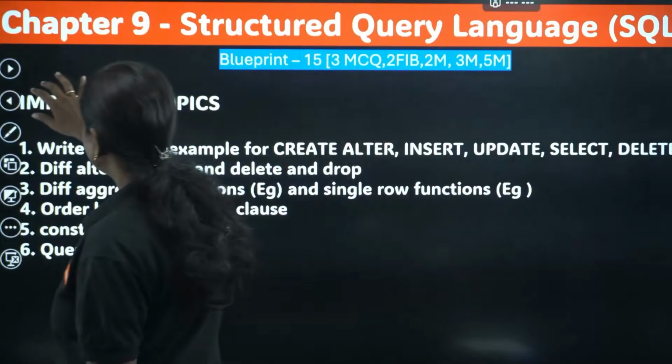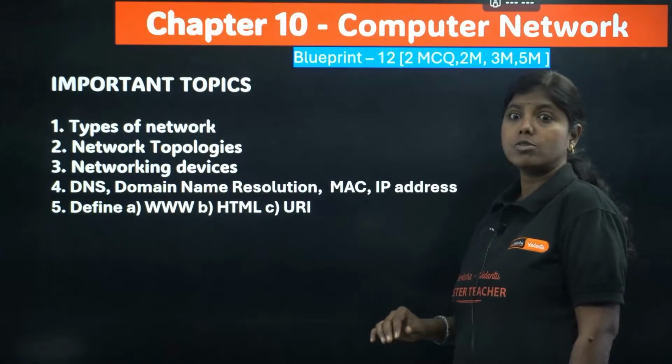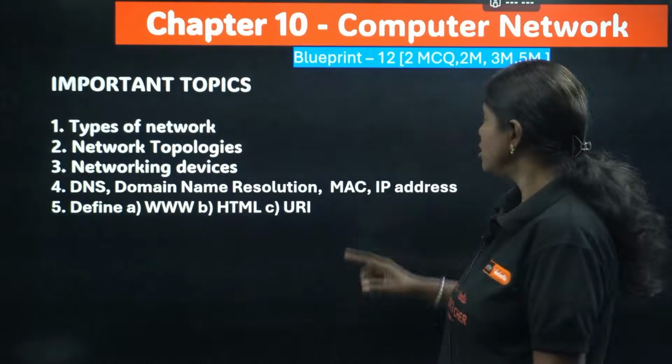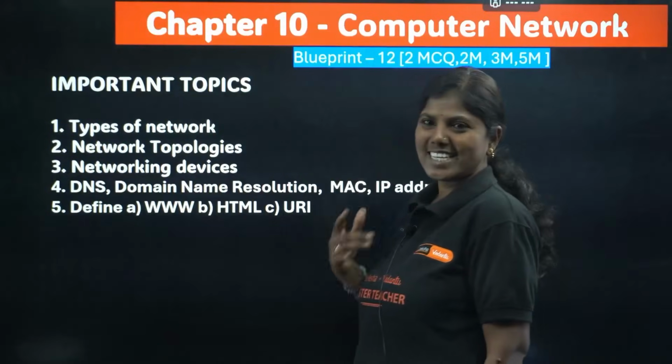Okay, we'll go for the next chapter. That's going to be chapter 10, computer network. Computer network is going to carry 12 marks. So 2 MCQs, 2 marker, 3 marker and 5 marker. So what are the questions? This question is so simple.